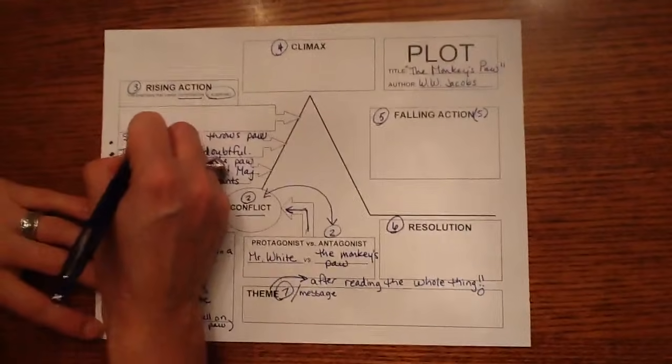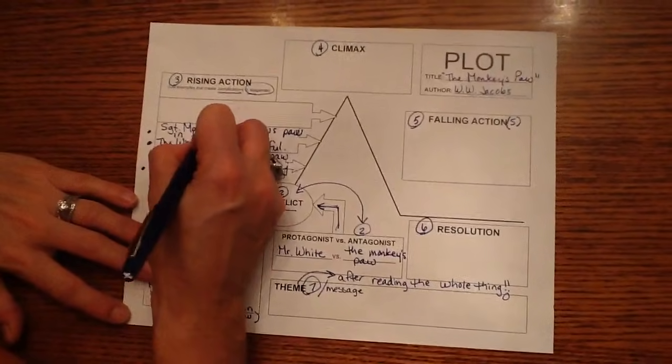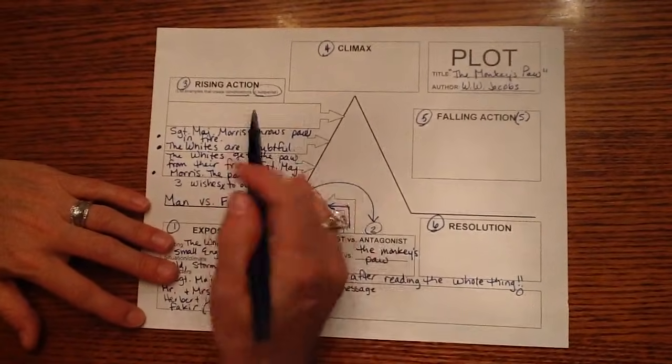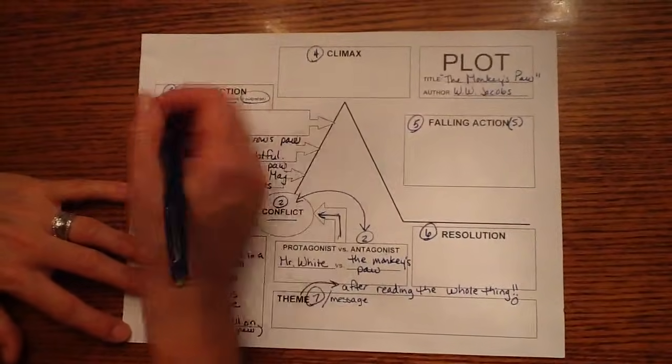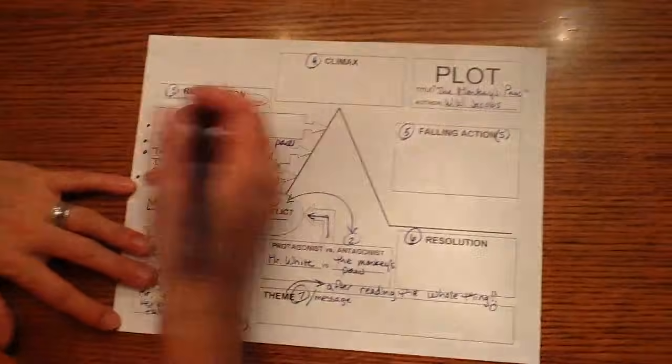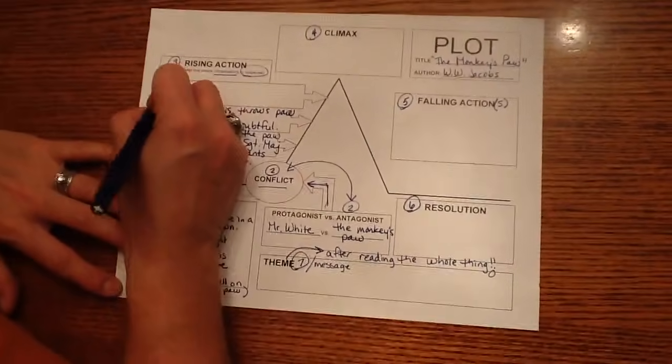Because he's like, oh, no, no, no. You shouldn't have this. It's dangerous. You know, 3 wishes, that could be bad. And he throws that in the fire. So, of course, Mr. White gets it out of the fire, and they make a wish.